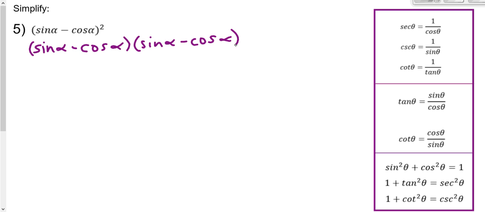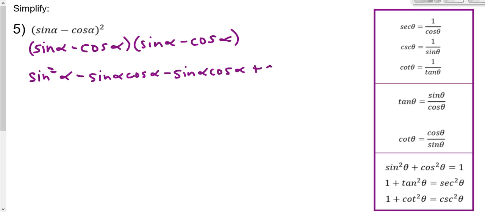Okay, now let's FOIL. So we multiply the first. Sine alpha times sine alpha is sine squared alpha. We multiply the outsides. We get minus sine alpha cosine alpha. We multiply the insides. We get minus sine alpha cosine alpha. You can call it cosine alpha sine alpha, it doesn't matter. And then we multiply the last and we get plus cosine squared alpha.